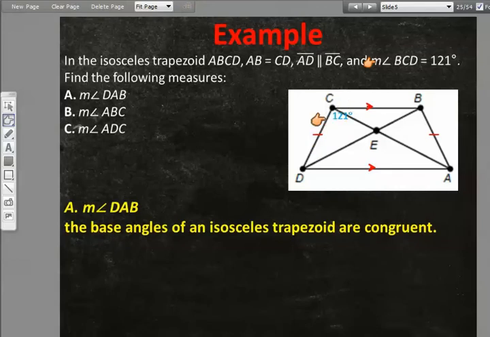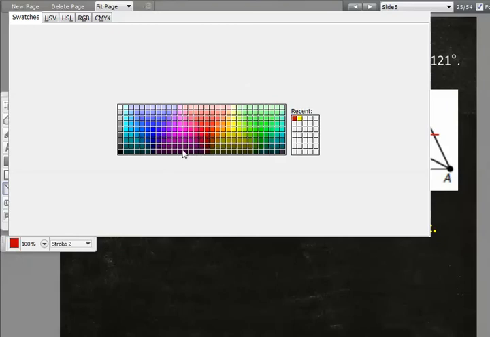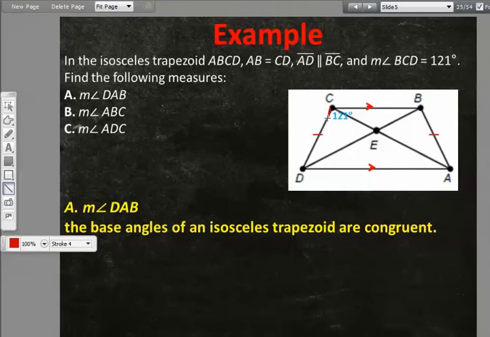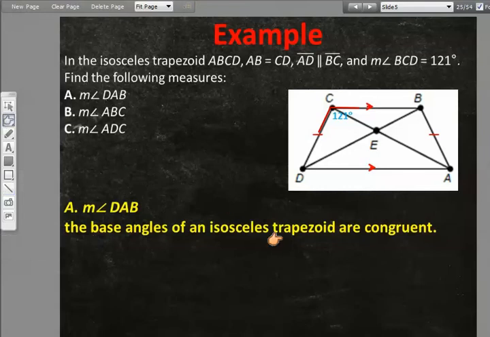Notice that BCD is the larger angle. That's not really on there like it should be, but y'all get the idea. So it's that large angle that I just outlined in red there. That's what's 121 degrees. They want to know the measure of angle DAB, so let's find DAB. Here's DAB. So they're wanting to know the measure of that angle.